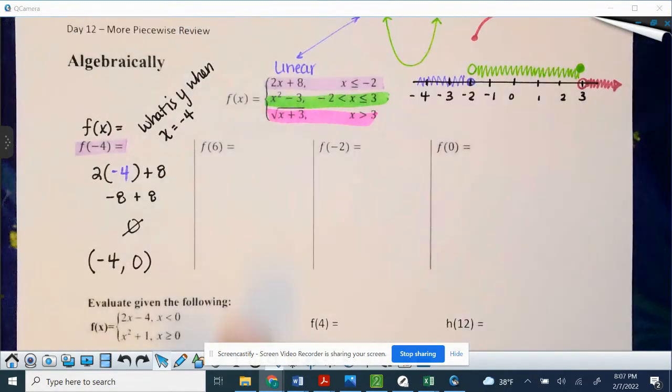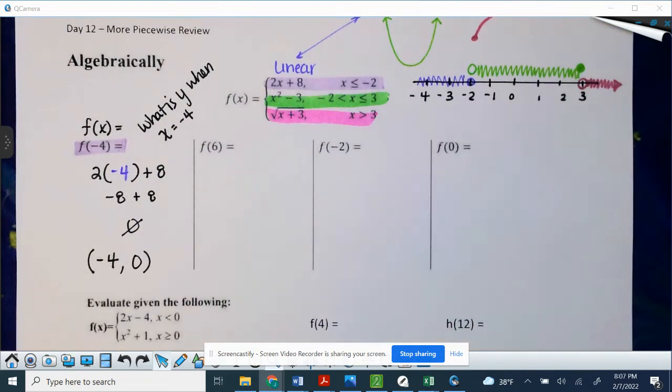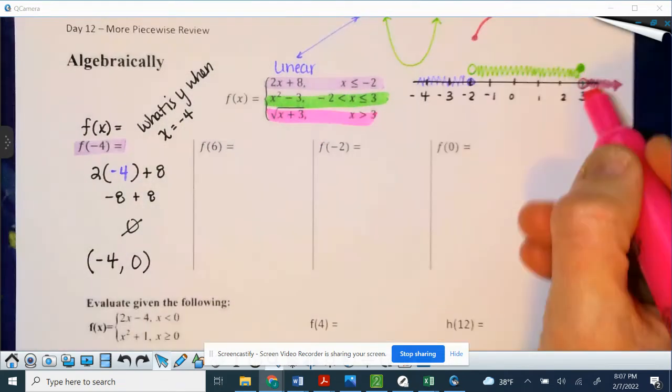So f of 6 is greater than 3, so that's going to be in their pink function. So we're going to use our pink function here.